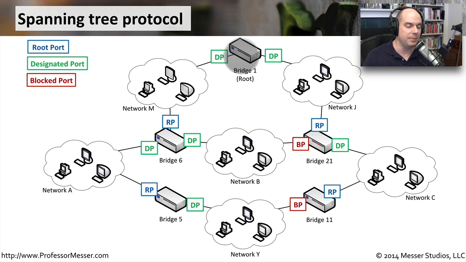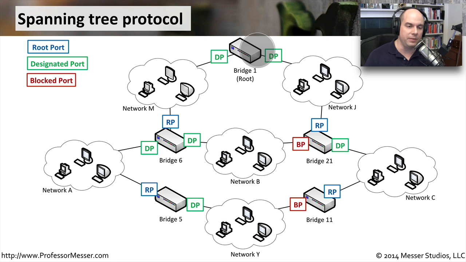Here's bridge 1 at the top of my list. It is designated as the root bridge. It does not have a root port because it is the root. It doesn't need a link to the root. What it does have are designated ports, which are ports that are available to send traffic out over the network. And as you can see, this network is very much interconnected. It would be very easy to have a loop appear if spanning tree wasn't in place.